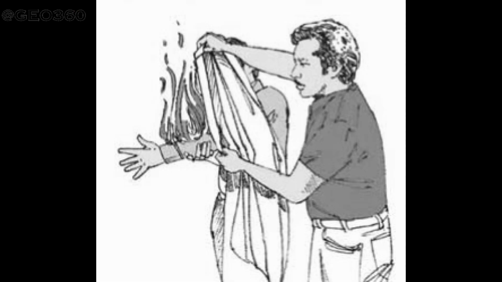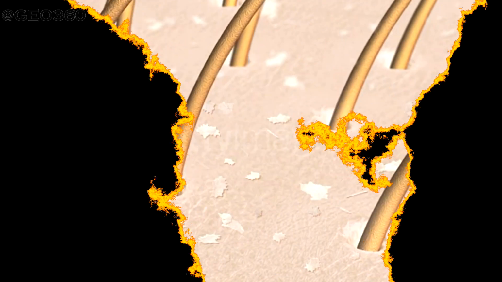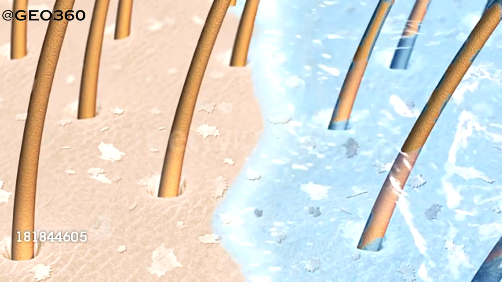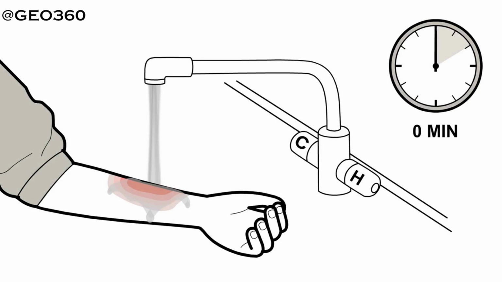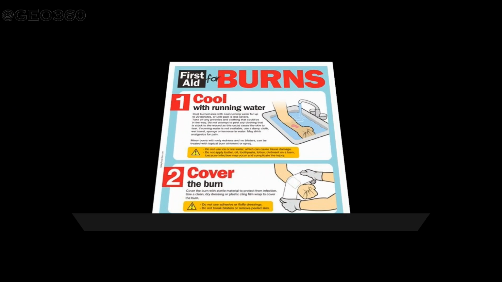Make the person roll on the ground to also control the flames. Cooling with water will prevent the burn from getting deeper and will also reduce the pain. Pour water on the burn for 10 to 15 minutes until the burn stops hurting. Do not use very cold water for cooling the burns, as a burn victim can easily become hypothermic.